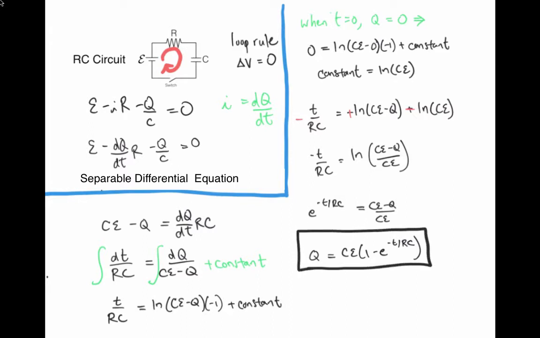Now we can get current pretty easily by remembering that current is equal to dq by dt, and taking the derivative, we find that current is equal to E over R times e to the minus t over RC. And I'll put a box around that one as well.